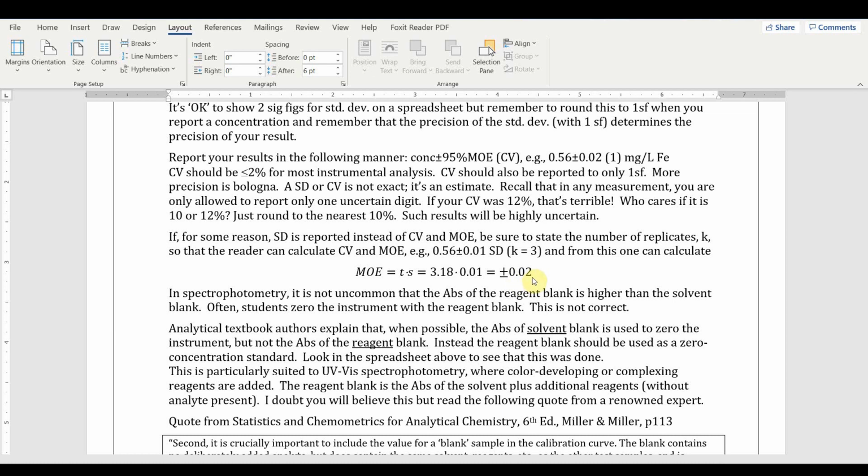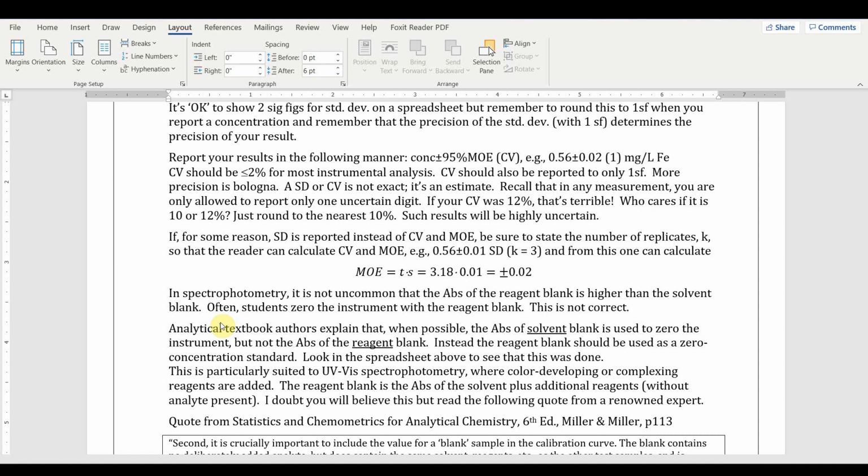The reader could then calculate the relative standard deviation by simply taking the standard deviation and dividing it by the value, multiplying by 100. In spectrophotometry, it is not uncommon that the absorbance of the reagent blank is higher than the solvent blank. Think about it. The solvent blank has the minimum in it, then you add color developing reagents and you may get some color. Perhaps there's a trace of your analyte in one of the color developing reagents.